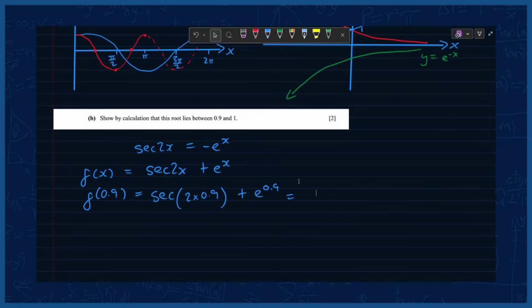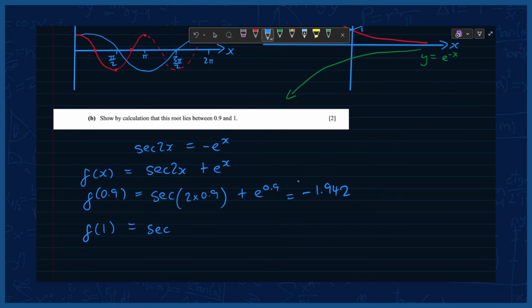So let's punch this into the calculator. Firstly, make sure you are in radians. And then if your calculator doesn't have sec, you can punch this in as 1 over cos, because sec is 1 over cos. So 1 over cos 2 times your 0.9 plus your e to the 0.9, and this gives us a negative 1.942. And now let's do f of 1.